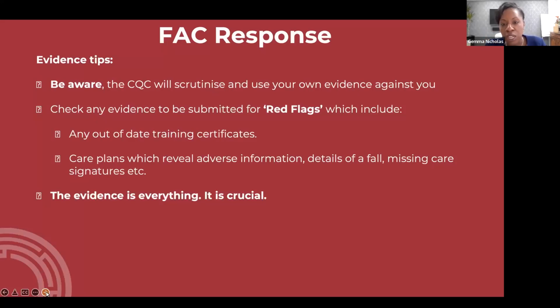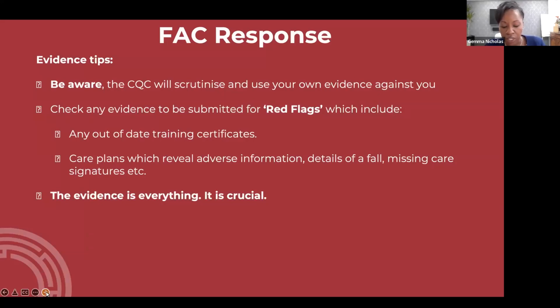So what you need to do is check for red flags in documentation that you are sending. Check for any dates, any out-of-date training certificates, for example, care plans which reveal adverse information, for example, falls or missing care signatures. Do scrutinise the evidence that you are providing and make sure that it is wholesome.